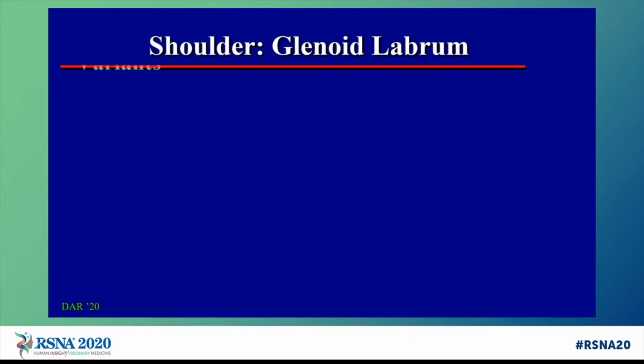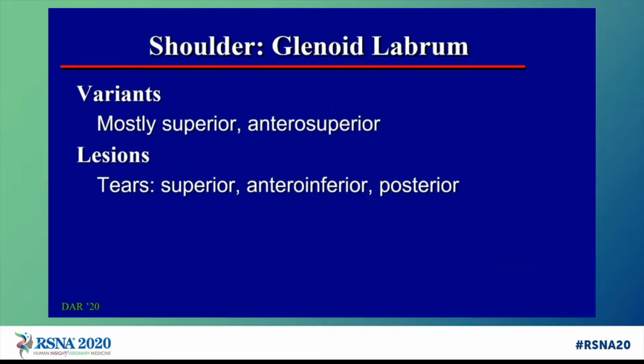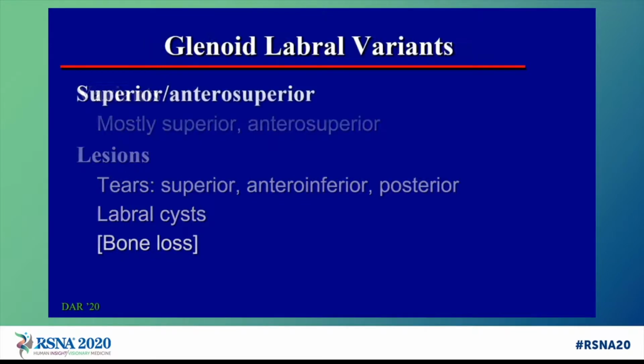Starting with the shoulder now, the variants are mostly located superiorly and anterosuperiorly, whereas the lesions can be superior, antero-inferior, or posterior. Labral tears can be associated with labral cysts, and importantly can be associated with bone loss, though we won't have time to talk about that today.